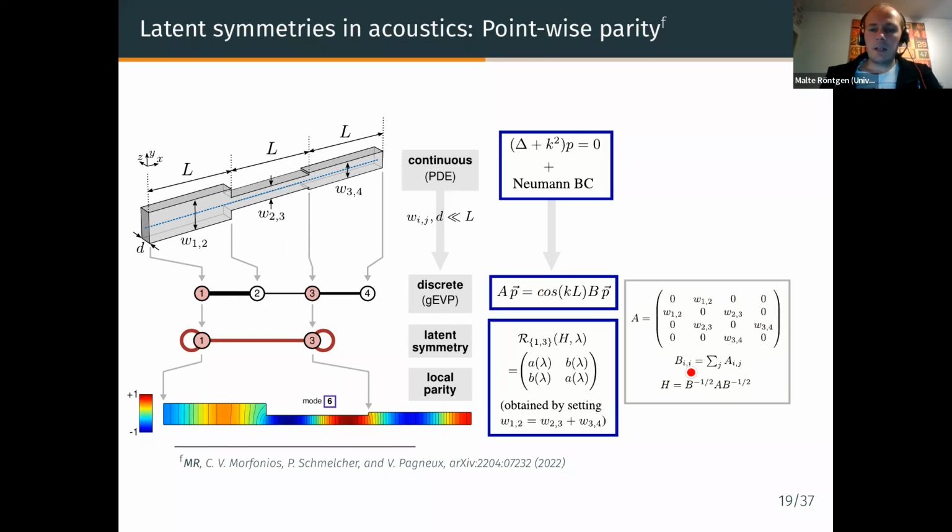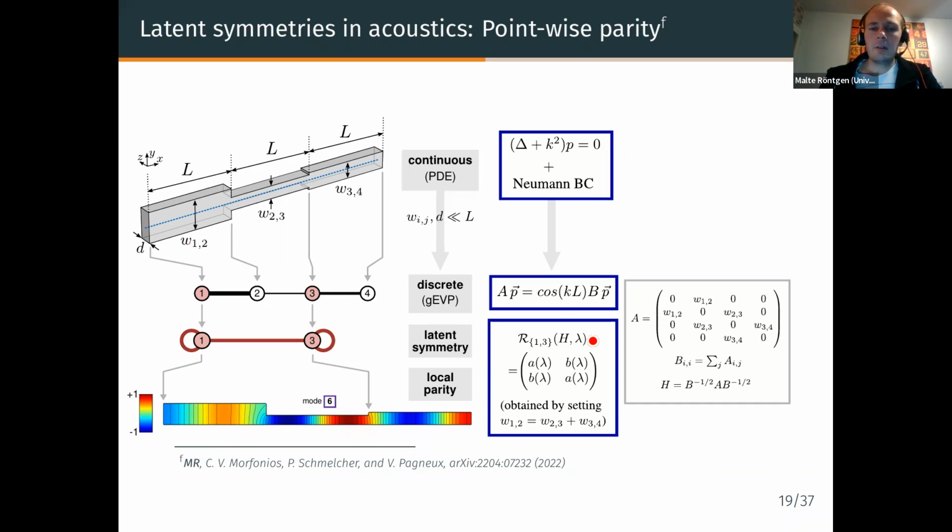B is a diagonal matrix. The diagonal elements are just the sum of neighboring waveguide widths. So B11: this point has just one waveguide attached to it, so it's equal to this. B22 is equal to the sum of this guy plus this guy.